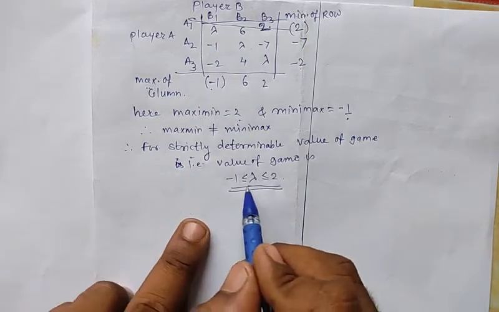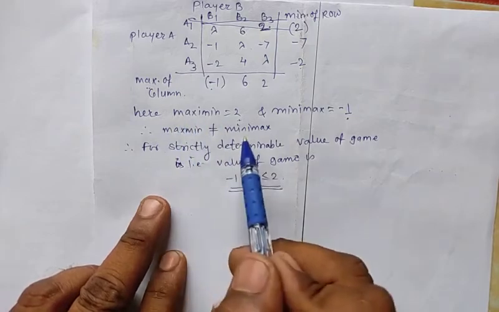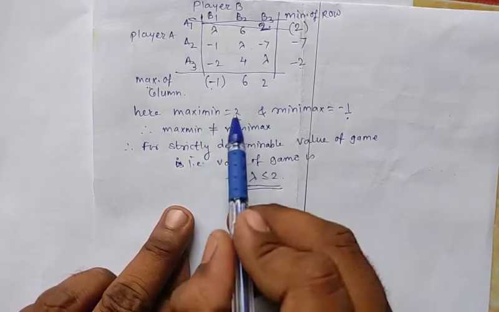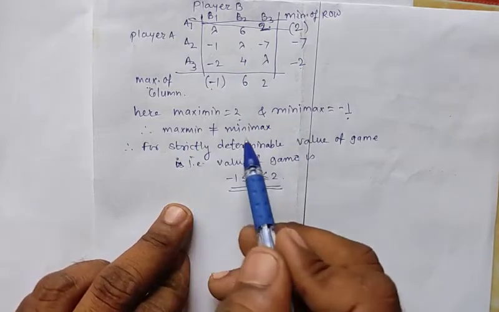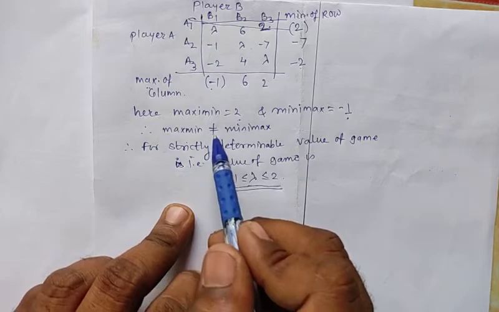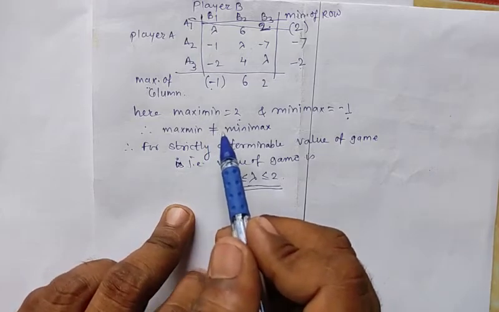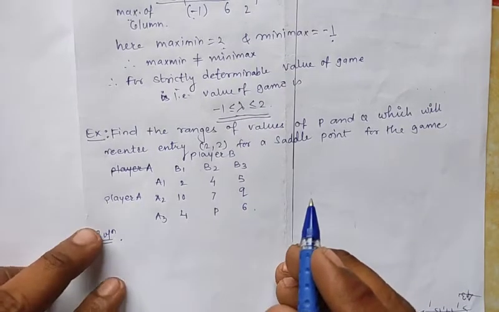If this case arises, then value of lambda always lies between maximum value and minimax value. And if maximum value is equal to minimax value, in this case we get directly value of game, and we say that game has a saddle point. Now let's see one more example.